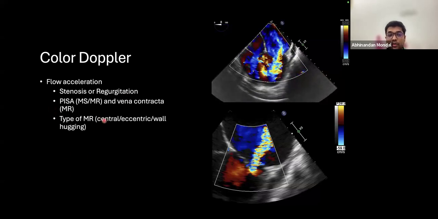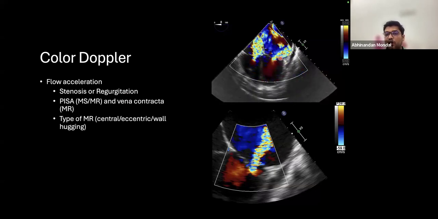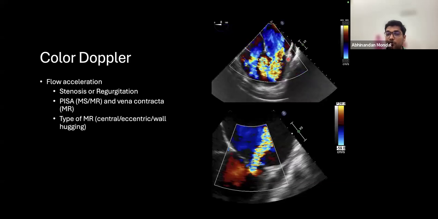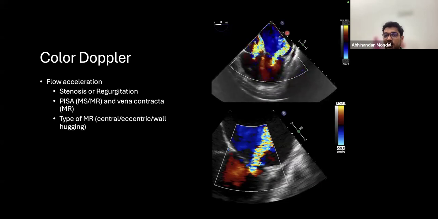And what is the type of MR, whether it's central, eccentric, or wall hugging. So in this image, you can see this is an eccentric jet. And you can also tell that this is a wall hugging jet because you cannot appreciate any gap between your jet and the wall of your left atrium. So that is how we can tell. If there is any gap, you can appreciate it over here. But still it is not central. It is an eccentric jet.